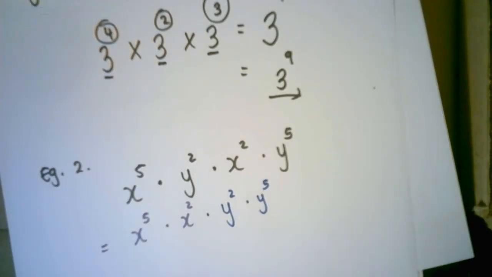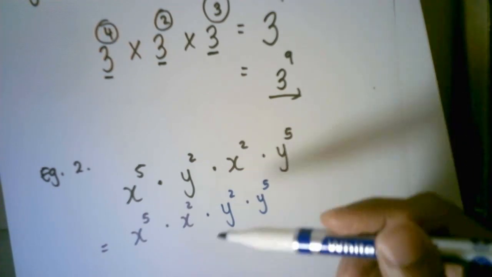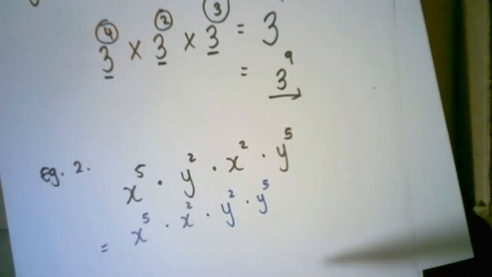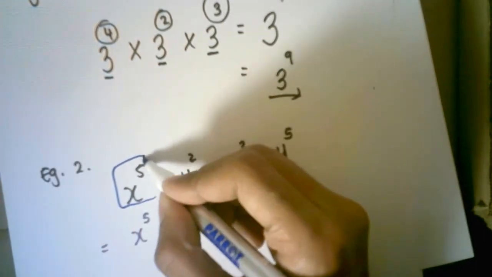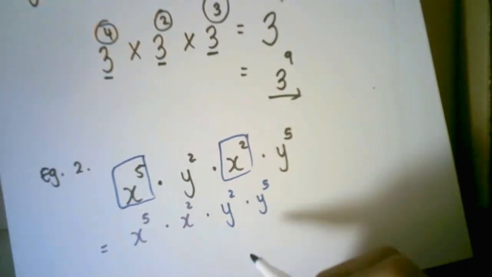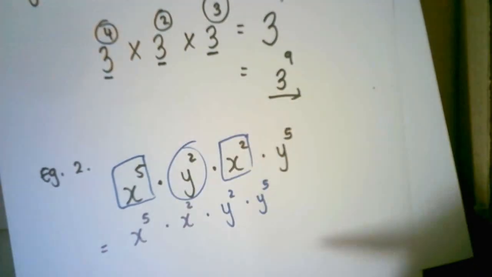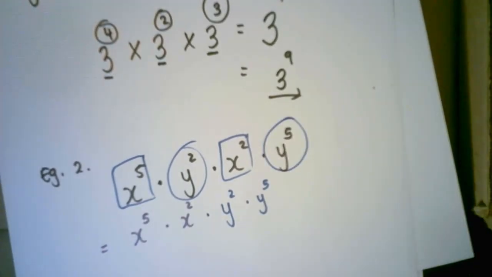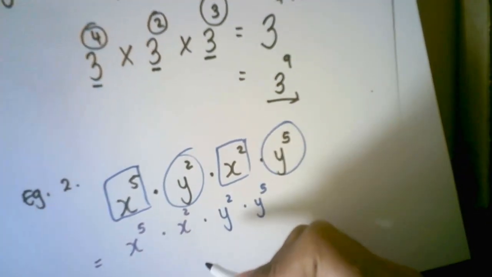I'm not changing the value of the question, I'm just rearranging everything so that the x's are together and the y's are together. You do not need to even show this step. You can just say that x raised to the power of 5 is being multiplied by x squared, and that y squared is being multiplied by y raised to the power of 5. But I'm showing you that I can jumble everything around, which actually makes everything look much more presentable.